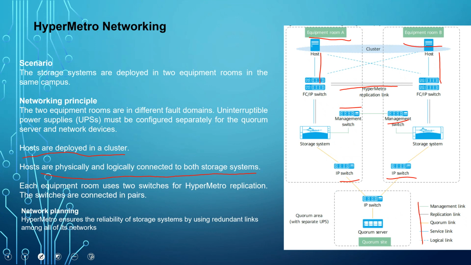So these are the network requirements. You need to have these networks available. So this is a typical network requirement for the HyperMetro configuration. So you need to consider these while designing the HyperMetro. All these should be there in your network.